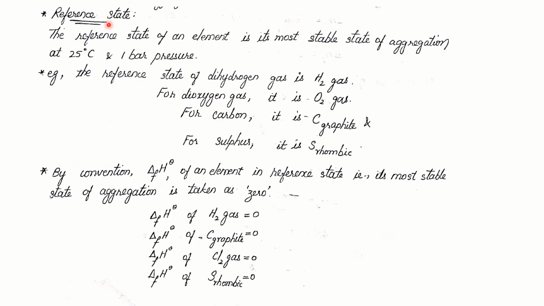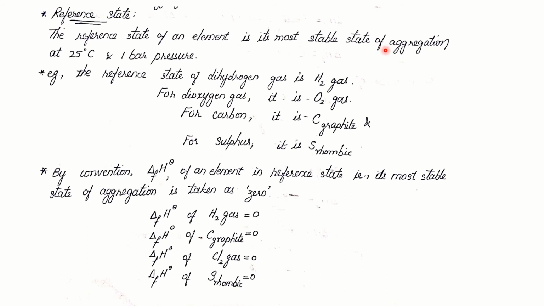Now let us learn about reference state. Reference state of an element is its most stable state of aggregation at 25 degrees Celsius and 1 bar pressure. So when an element is present in its most stable state of aggregation at 25 degrees Celsius and 1 bar pressure, we call it the reference state of that element. And here note that the conditions are fixed. The temperature is fixed to be 25 degrees Celsius and pressure is fixed to be 1 bar. So let us see what state of aggregation means.